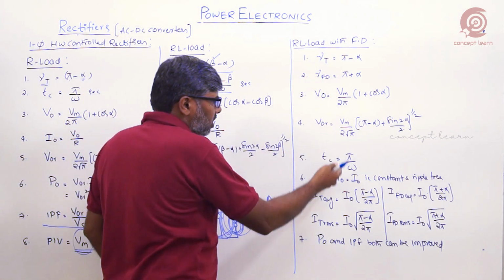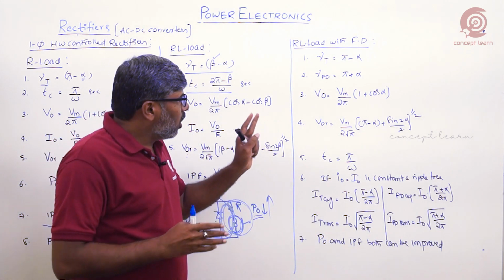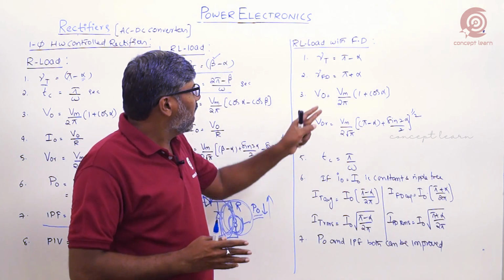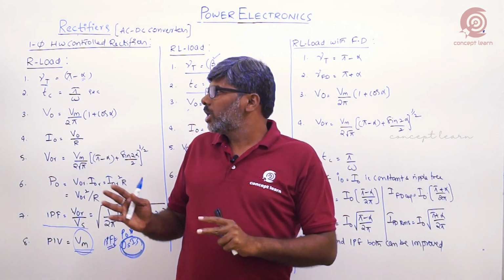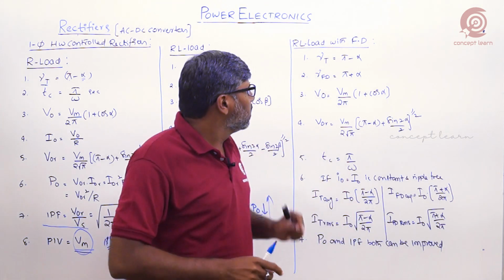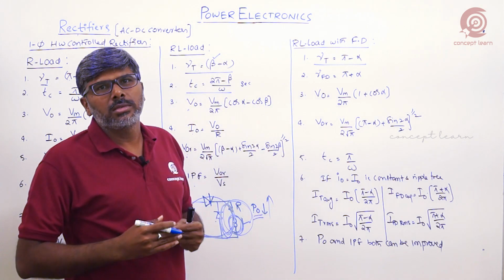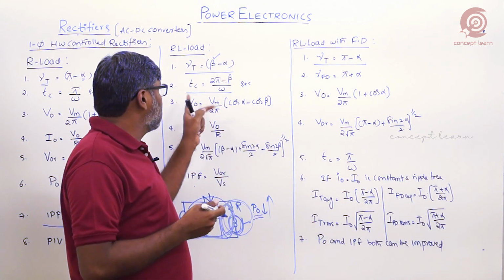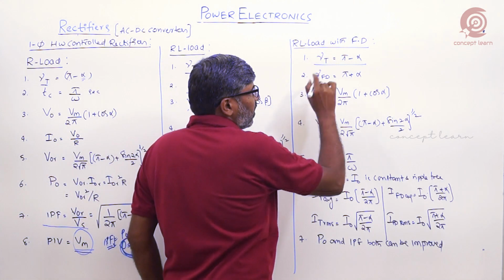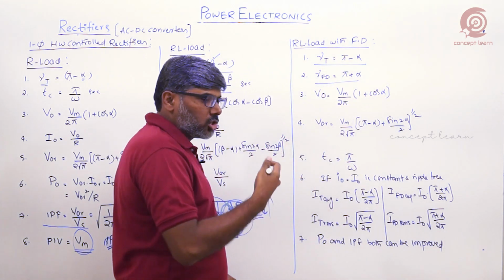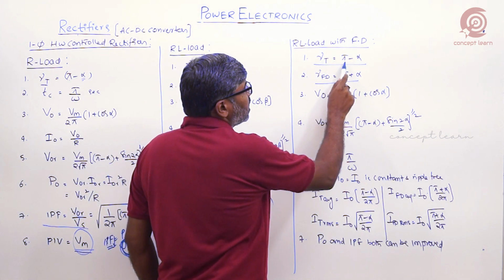So now coming to the analysis. When you come to the inductive load with freewheeling diode, the output voltage expression, conducting period of the thyristor and circuit turn-off time are all similar to the resistive load analysis, right? Now coming to the conduction angle of the thyristor, it cannot extend its operation to beta as in RL load without freewheeling diode. With freewheeling diode, it stops at the pi instant. At that instant, the freewheeling diode starts to conduct. So the conducting period of the main switch, that is the thyristor, is pi minus alpha.